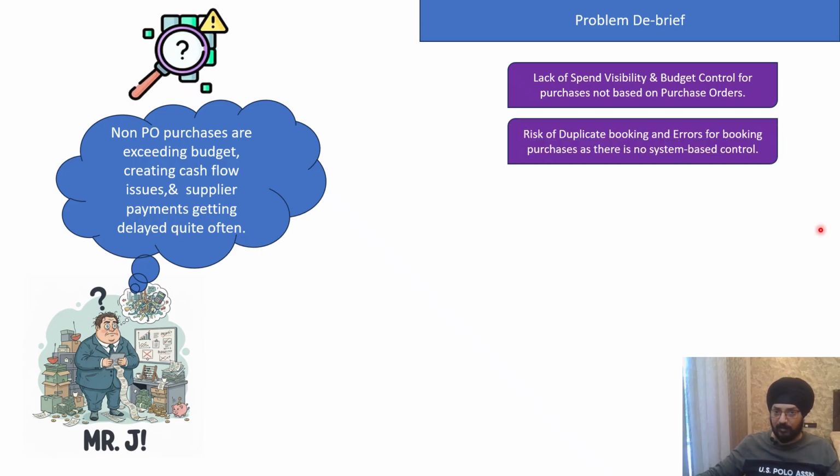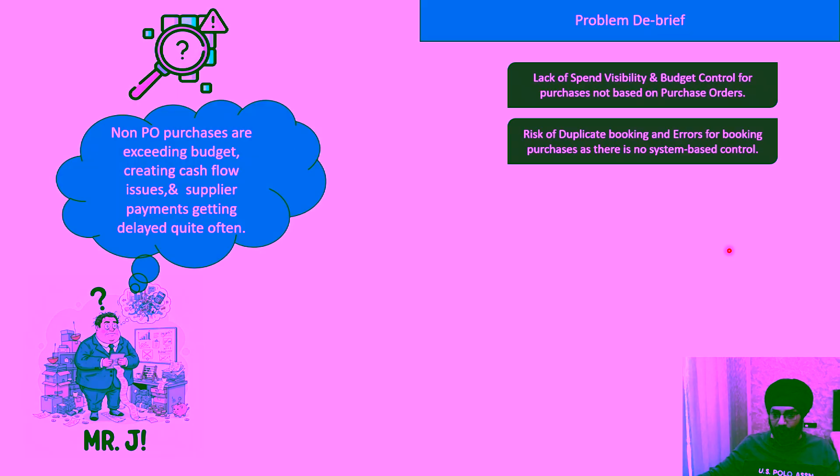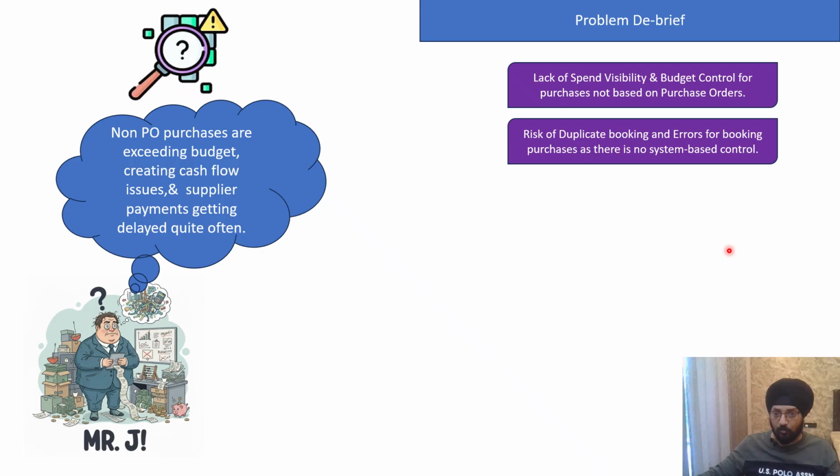Risk of duplicate booking and errors in booking purchases. There is no system-based control. This also happens where we do not have a comparable record to compare the receipt of the service. We just have the acknowledgement that services have been delivered without an underlying document, and hence for the same services delivered, multiple invoices can be issued because there is no system-based control to manage these kinds of non-PO expenditure.